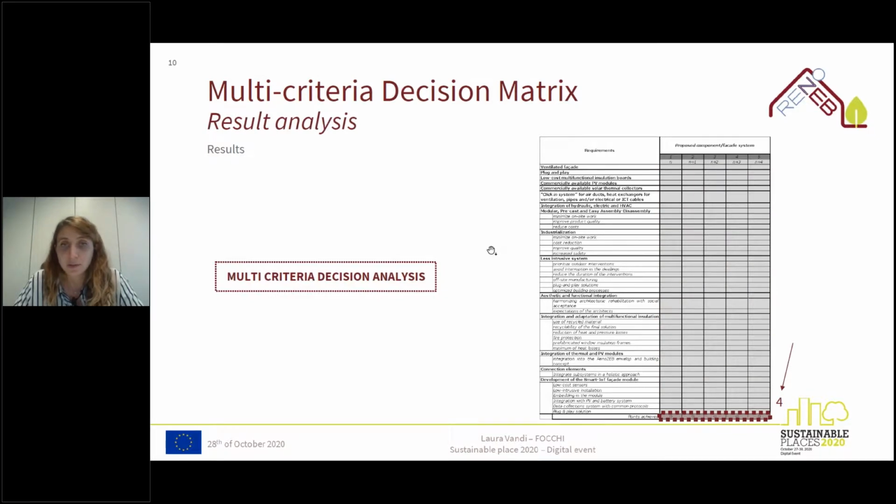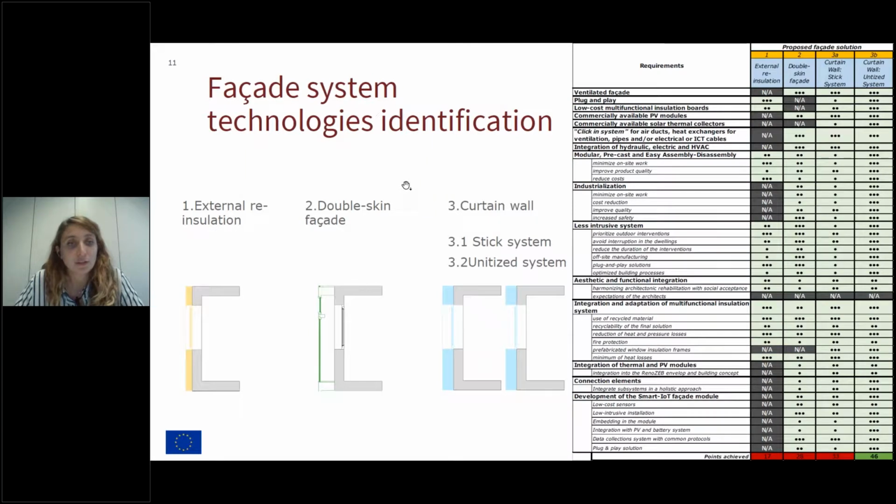The last part of the matrix is related to the result. In fact, we have developed a multi-criteria decision analysis, which is the mathematical sum of the scores for each market product. The first part that we have done is related to the facade system technologies, in order to understand which system was better to use for the renoZEB project.